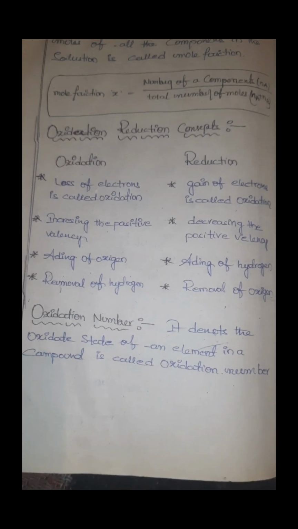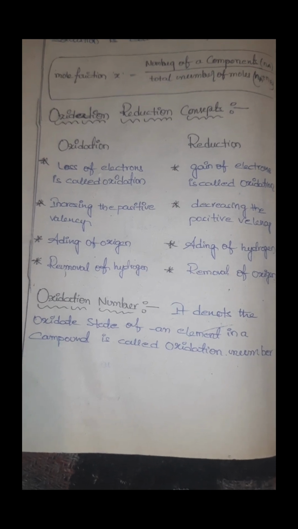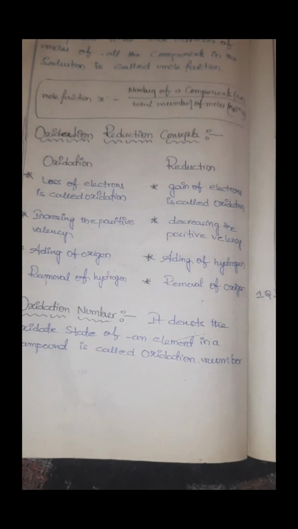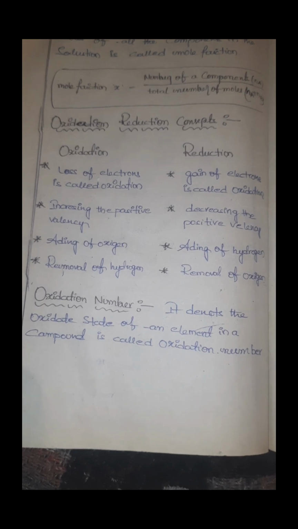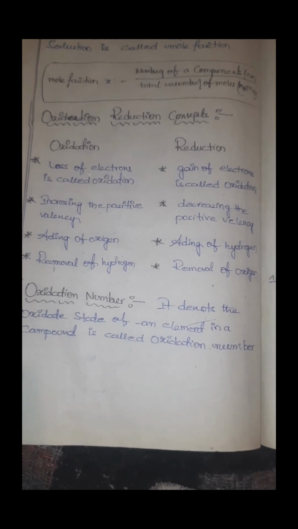Next one, the oxidation reduction concept. What is the definition of oxidation? Loss of electrons is called oxidation. Gain of electrons is called reduction. Increasing the positive valency is oxidation, decreasing the positive valency is reduction. Adding oxygen, adding hydrogen, removal of hydrogen, removal of oxygen. In this lesson, these are the major important points. The second one, increasing the positive valency, is the important concept.